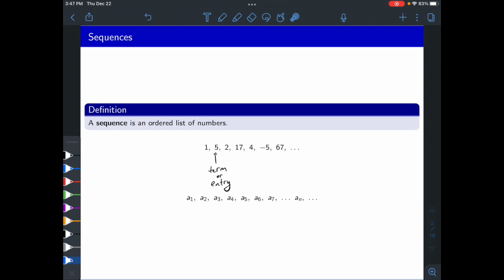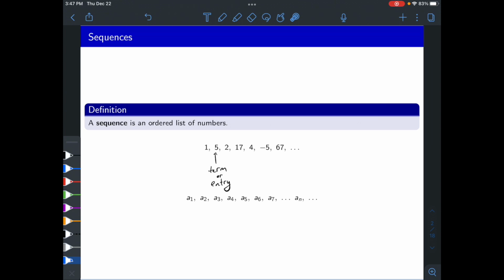Sometimes we'll use notation like a sub 1, a sub 2, a sub 3 to represent the first, second, and third entry in the sequence. And the nth term in the sequence would be denoted a sub n, where we're sort of treating n as a variable in this case. The dot dot dots, if you haven't seen this notation before, just means that the sequence continues indefinitely.